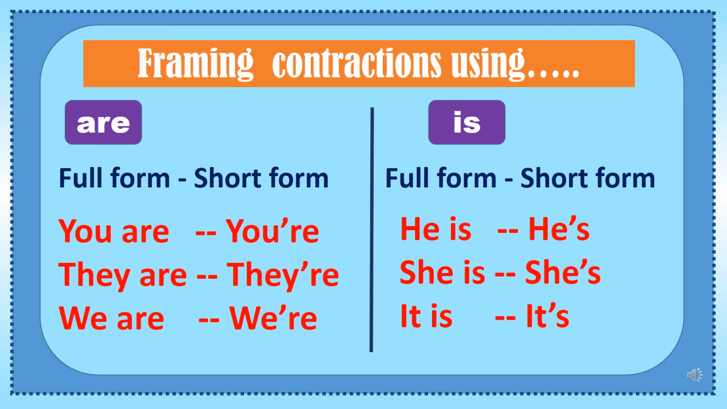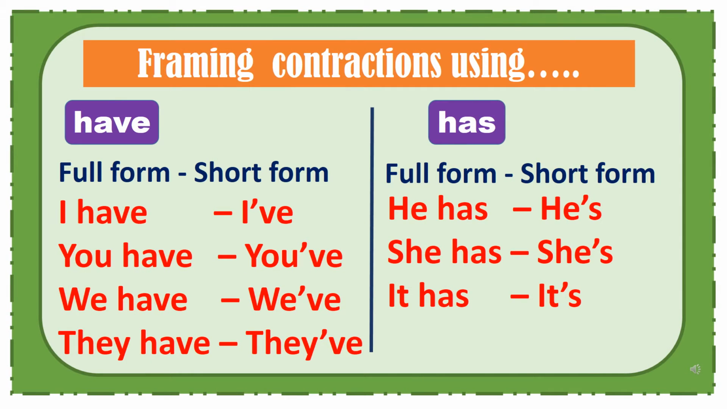Now we will use the word is. He is is a full form. He's is a short form. She is, she's. It is, it's. It is is the full form. It's is the contracted form.